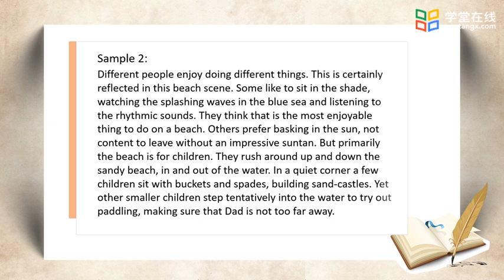The people on the beach are divided into two major groups, adults and children. Then the adults are further divided into two types. Those who like to sit in the shade, watching and listening to the sea, and those who love to stay in the sun to get themselves tanned. The children are also divided into the older ones and the younger ones, interested in doing different things.